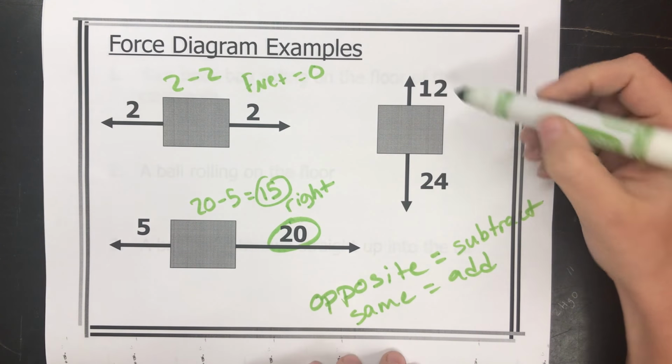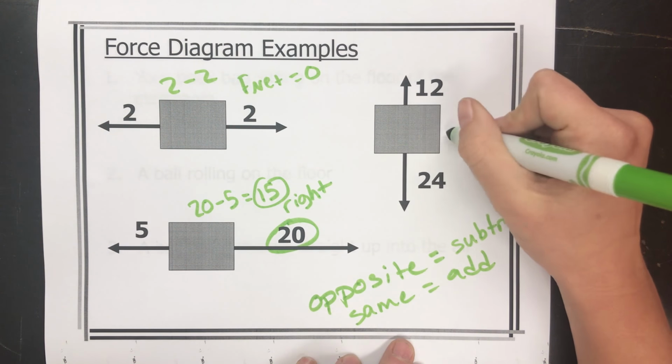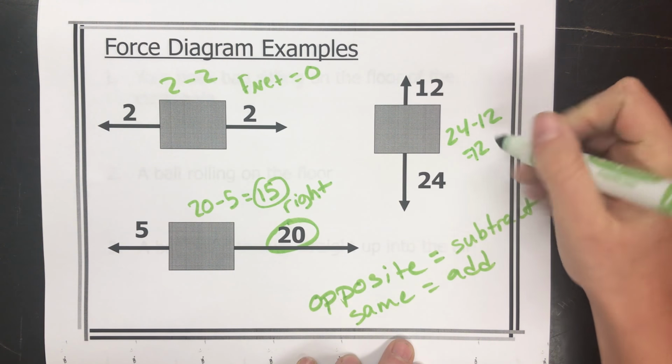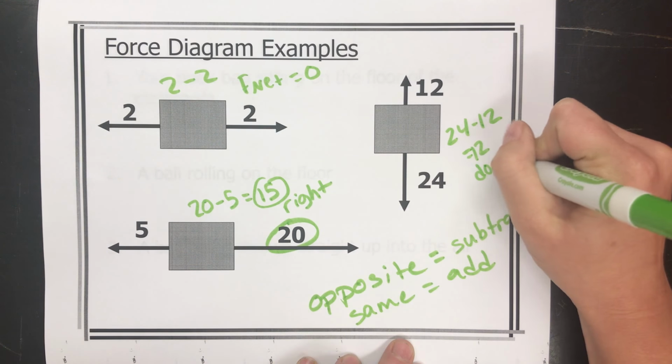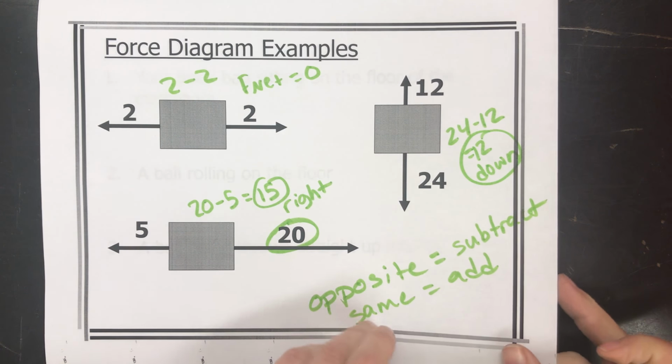Okay, so this one, you have 12 going up, 24 going down. So again, opposite direction, so 24 minus 12 gives you 12, and it's going to go down. That force is causing the acceleration to go down. Okay, simple as that. Do not make it harder.